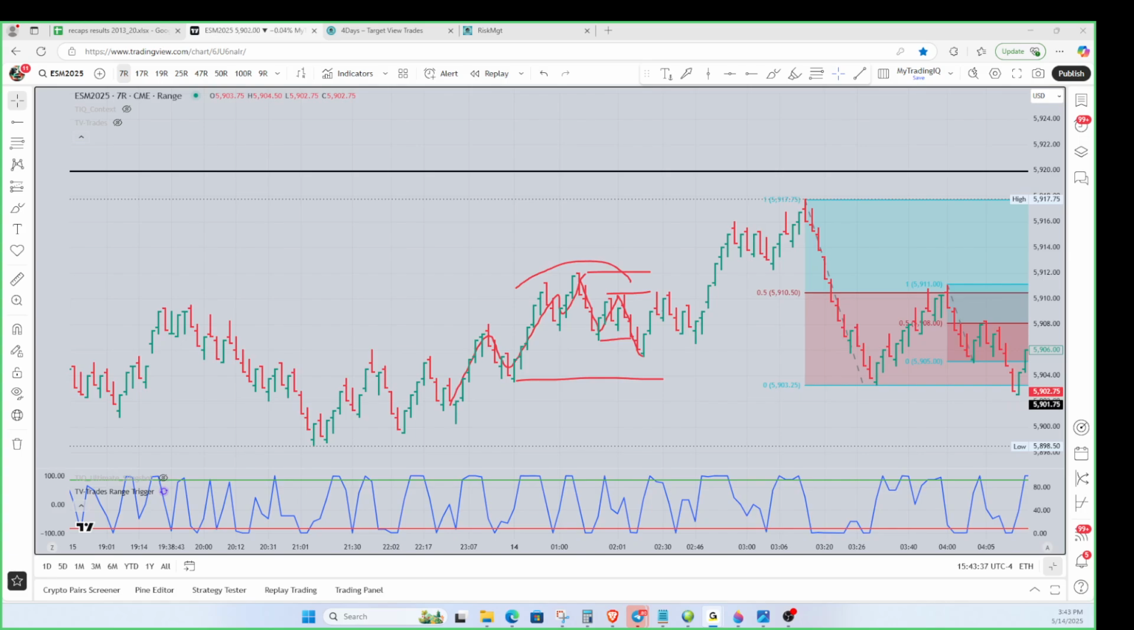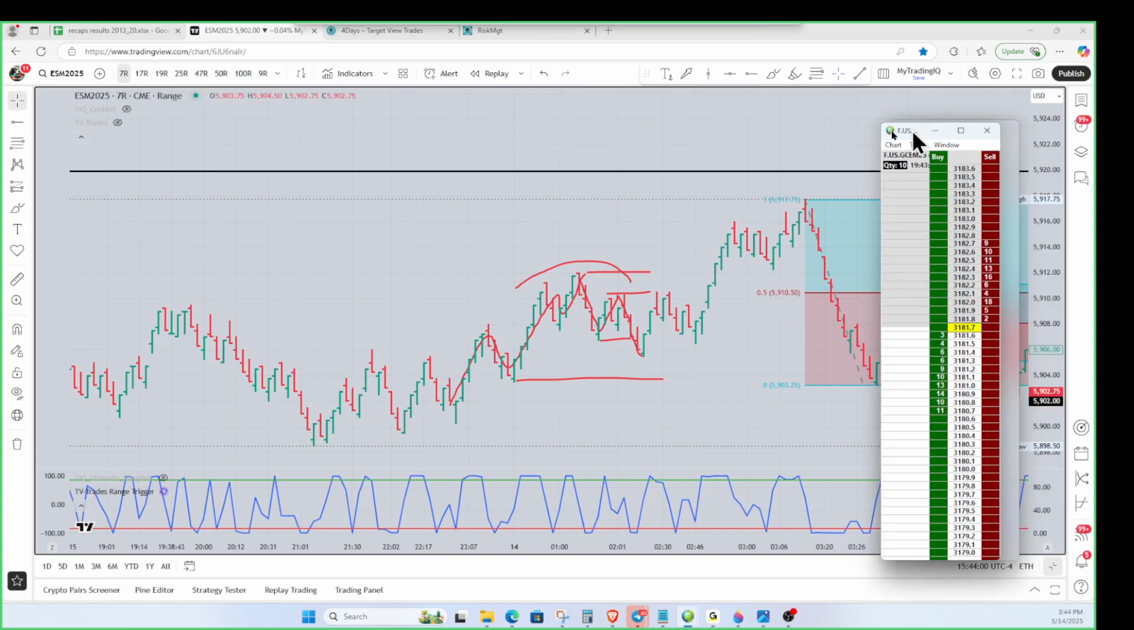That my bid ask is faster than yours, even with zoom latency. You're talking about on my DOM, or you're talking about this stuff that's going on over here, John? Okay. Well, the stuff that's going on the chart is straight from TradingView. The stuff that's going on here is from StoneX.